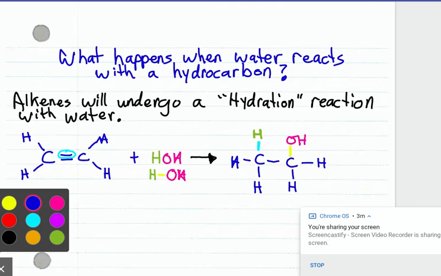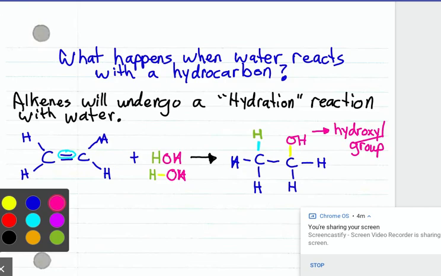Okay, so this is all a hydration reaction is. It's when water reacts with an alkene and we end up with this group right here, this OH group attached to the hydrocarbon. Now we're going to talk more about this OH group later, but when an oxygen and a hydrogen are bonded to a hydrocarbon, it's called a hydroxyl group. Just going to have to bear with me. My stylus has got a bit of a lag, so it's not doing so great.